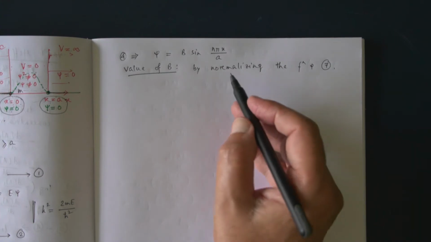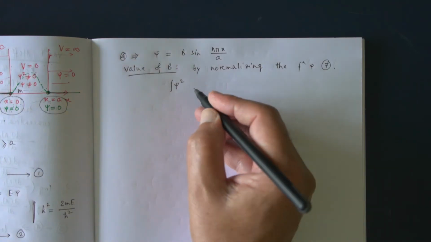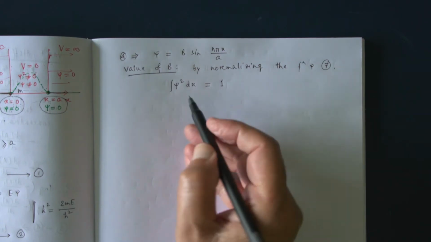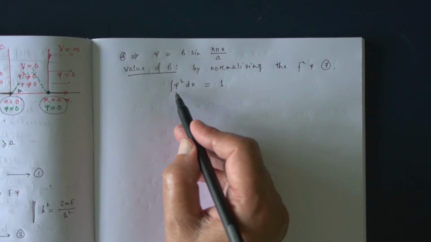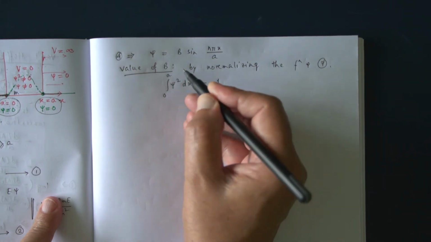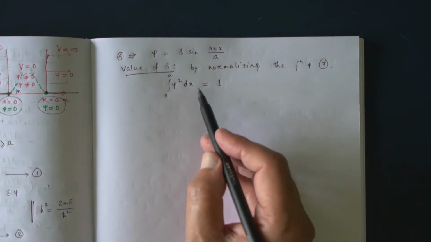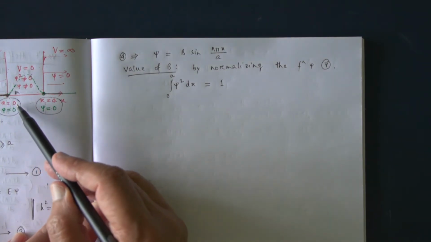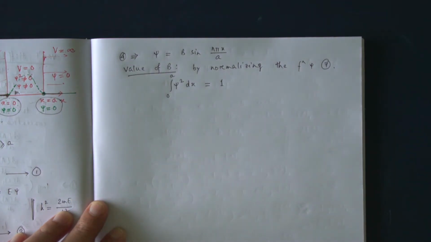Now what is normalization? Normalization means integration psi square dx equal to 1. This is probability. And what is the limit of x here? Limit of x is from 0 to a. So here the normalization condition is this, because the maximum possible values of x are 0 to a for the system.